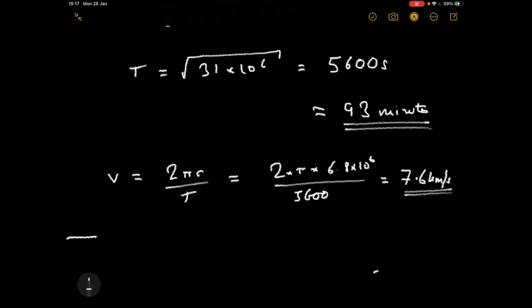So that's sort of like solving an orbit motion. Now, one of the things that is important is there's a specific type of orbit that you kind of need to know about, and that is called a geostationary orbit.